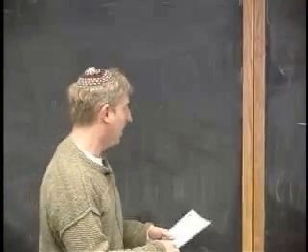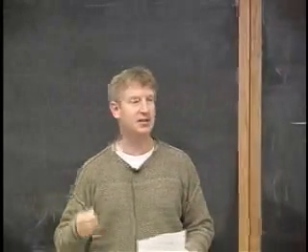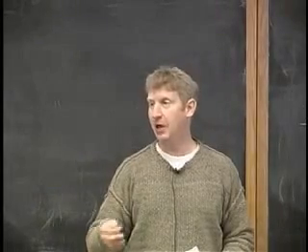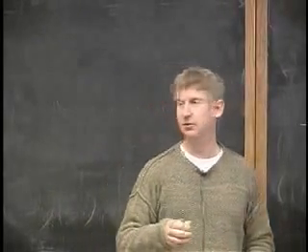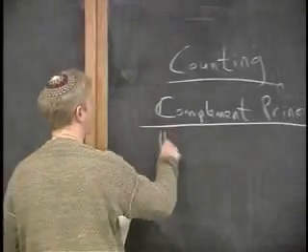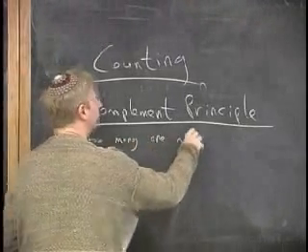All right, the complement principle. The complement principle is one of the key things in counting. It basically says, look, if you can't count what you're trying to count, count the opposite. Because sometimes counting the opposite is easy. And what does that mean? Here's a simple example. How many of the dice that we just spun, how many are not doubles?